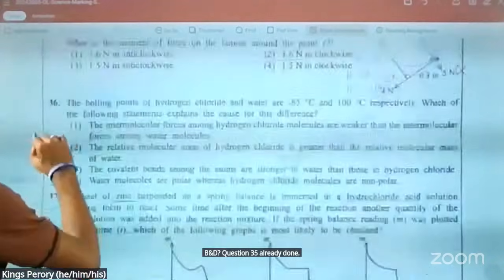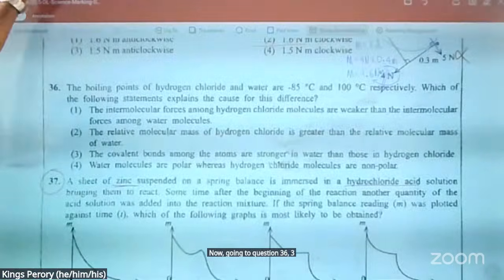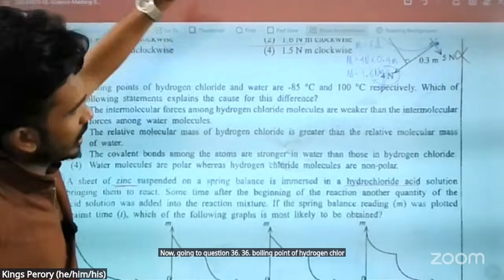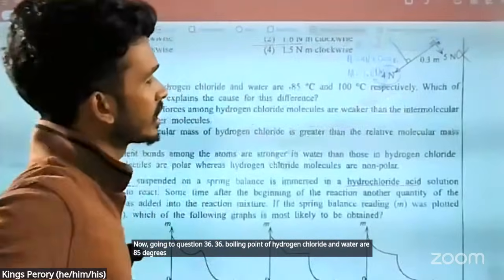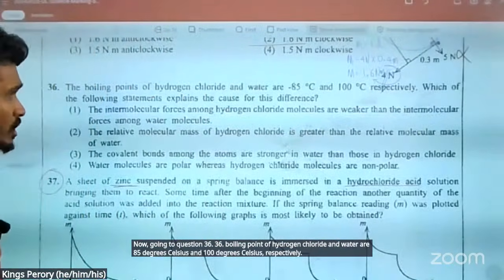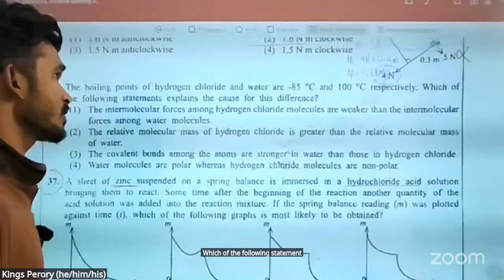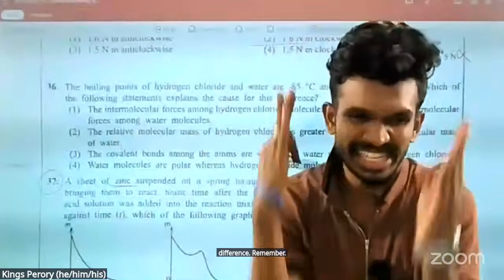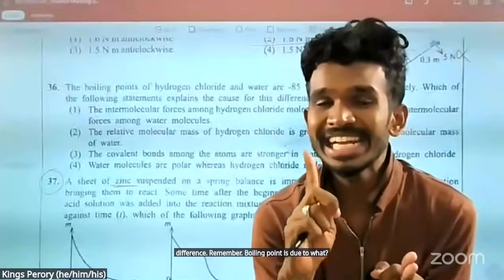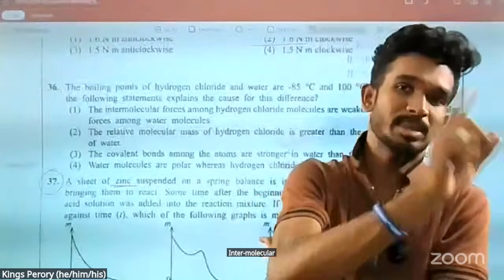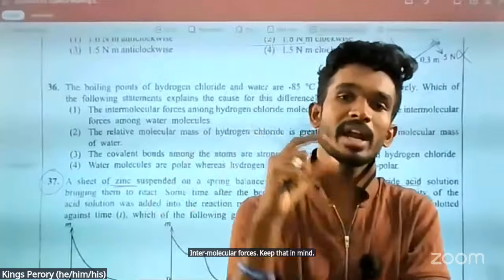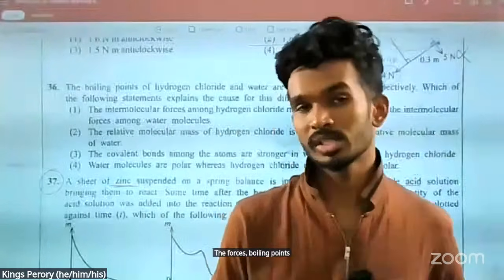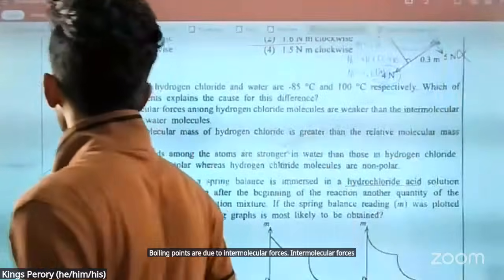Now going to question 36. Boiling point of hydrogen chloride and water are 85 degrees Celsius and 100 degrees Celsius respectively. Which of the following statements explains the cause for this difference? Remember, boiling point is due to what? Intermolecular forces. Keep that in mind. Intermolecular forces only contribute to the boiling point.